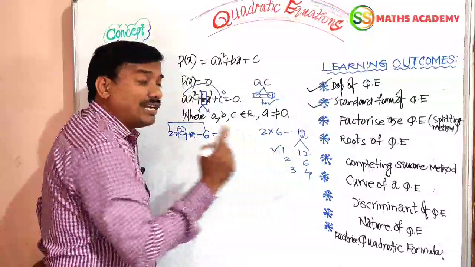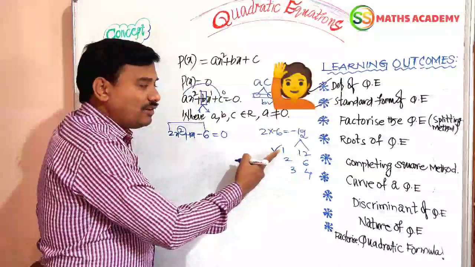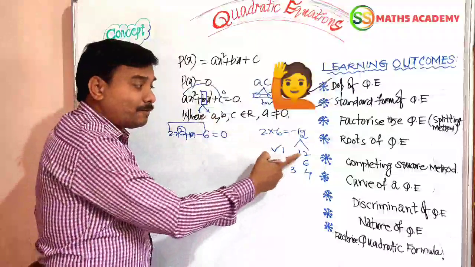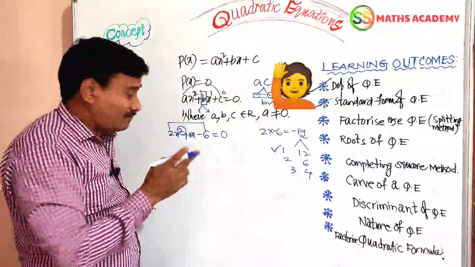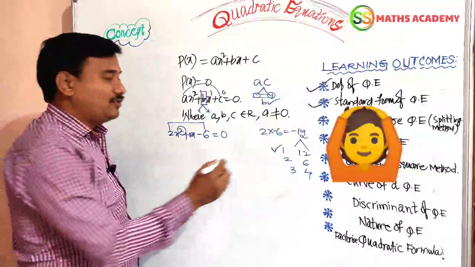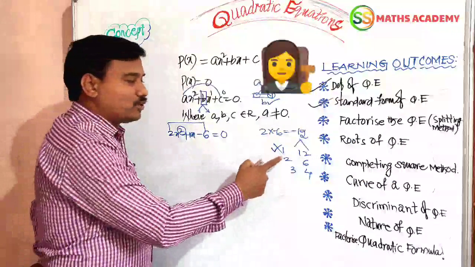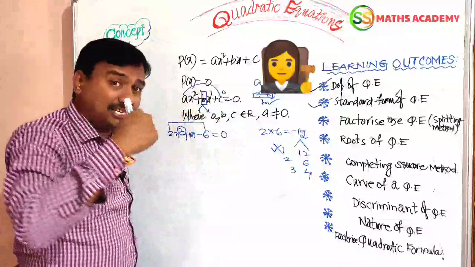Suppose one student takes these as the roots: 12 and 1, which are 12, so it will satisfy. But 12 minus 1 is 11, not there here, and 12 plus 1 is 13, also not there. So it is not a sufficient factor. One more student chooses these as the roots: 2 and 6 are 12, so one condition is satisfied.